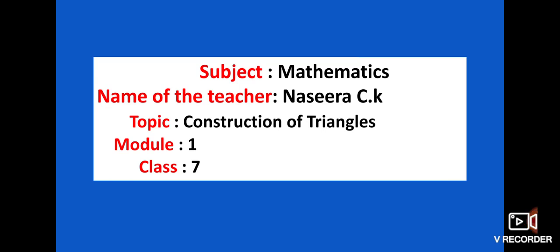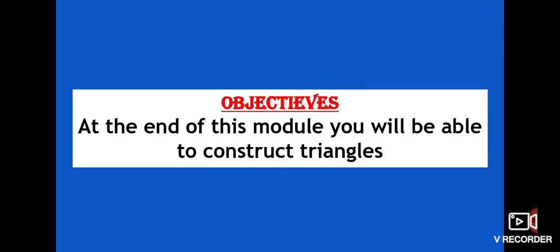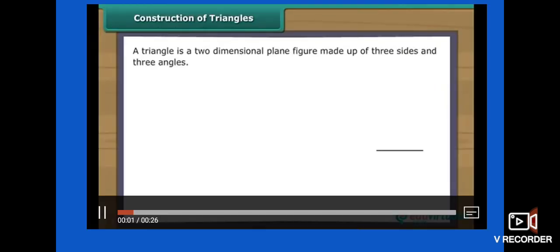Dear children, today let's discuss a new topic, construction of triangles. At the end of this module, you will be able to construct triangles. Our chapter's name is chapter 10, Practical Geometry. In this chapter, we have to construct triangles with some measurements. Okay, let's see. First, construction of triangles.